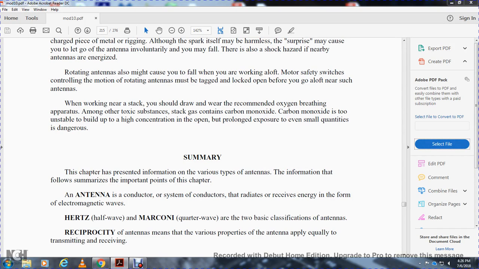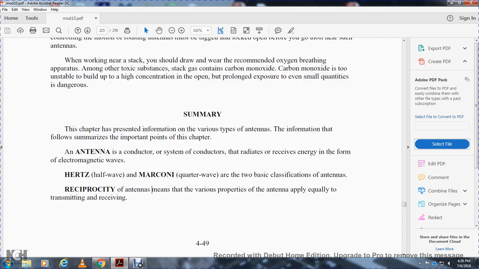Chapter 4 Summary. The chapter presents information on various types of antennas and summarizes the important parts of the chapter. An antenna is a conductor or system of conductors that radiates or receives energy in the form of electromagnetic waves. Hertz is a half-wave antenna, Marconi is a quarter-wave antenna, the two basic classifications of antennas. Reciprocity of the antenna means the various properties of the antenna may apply equally to transmitting or receiving.